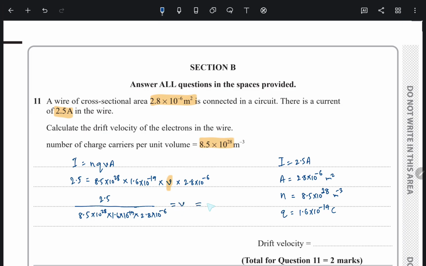And this comes out to be 6.5657 times 10 to the power minus 5. So, 6.57 times 10 to the power minus 5 meters per second.